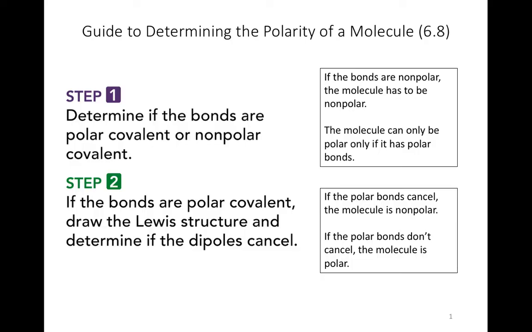In this video, we're going to look at some examples of how to determine whether or not a molecule is polar or nonpolar. In general, this is a two-step process. We first have to determine whether the bonds are polar. If all the bonds are nonpolar, then the molecule has to be nonpolar. The molecule can only be polar if it has polar bonds. However, even if the bonds are polar, if the dipoles cancel each other out, then the molecule is still going to be nonpolar. There's going to be no net distribution of charge because the dipoles cancel each other out. So the molecule can only be polar if it A) has polar bonds and B) the dipoles, or polar bonds, don't cancel each other out.